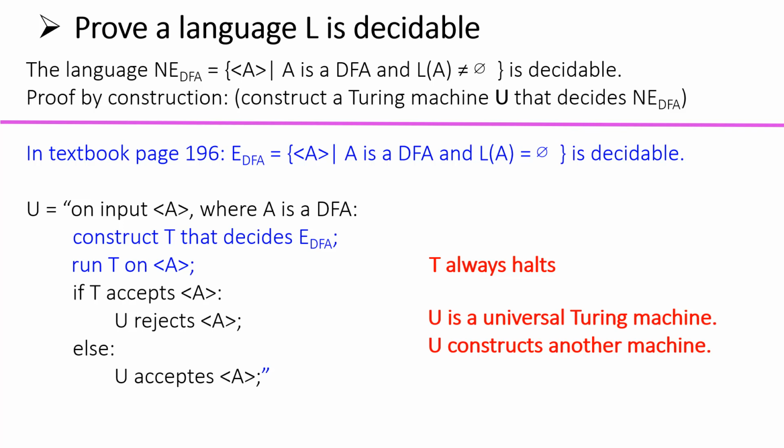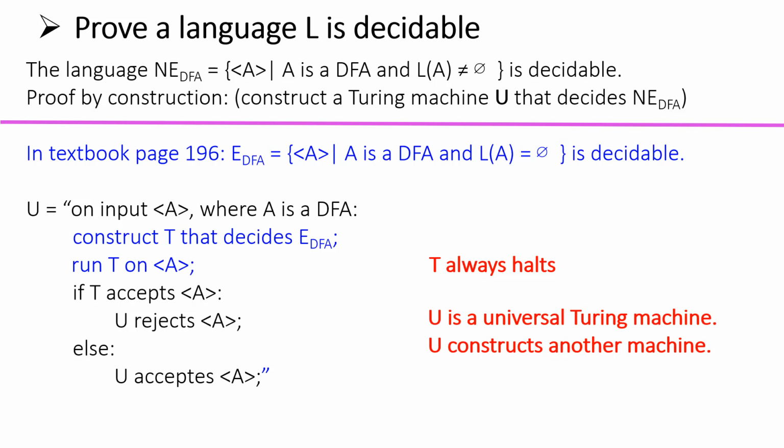Note that T is a decider. It either accepts or rejects its input, and it never loops. So you will either execute the if branch or the else branch and always give an answer. That's all for this machine U. In summary, U is a universal Turing machine. It constructs another Turing machine in it and runs this constructed machine.